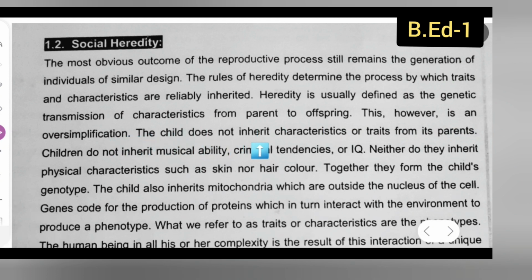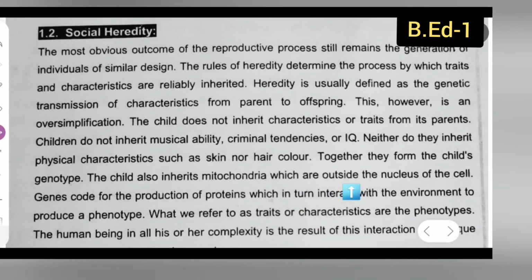The child does not inherit characteristics or traits from its parents. Children do not inherit musical ability, criminal tendencies, or IQ. Neither do they inherit physical characteristics such as skin or hair. Together, they form the child's genotype. The child also inherits mitochondria, which are outside the nucleus of the cell.